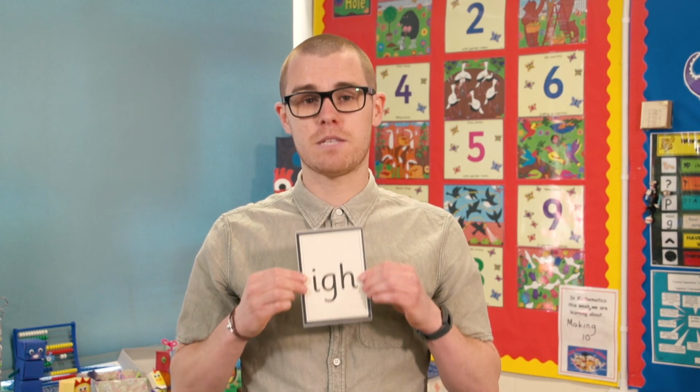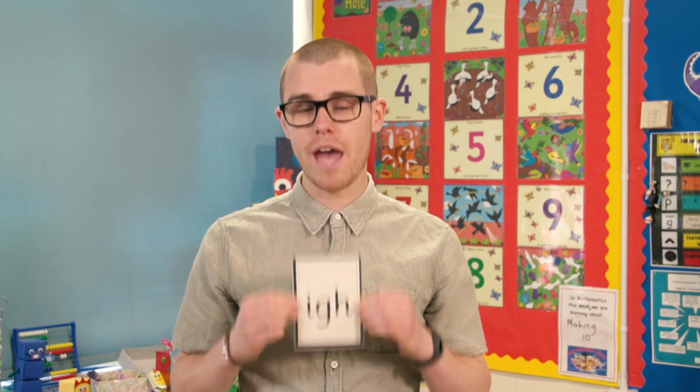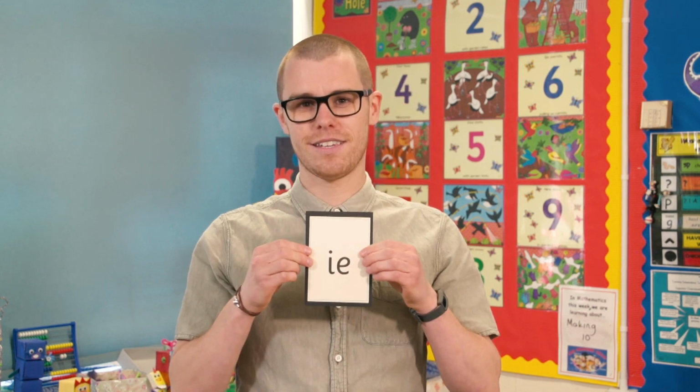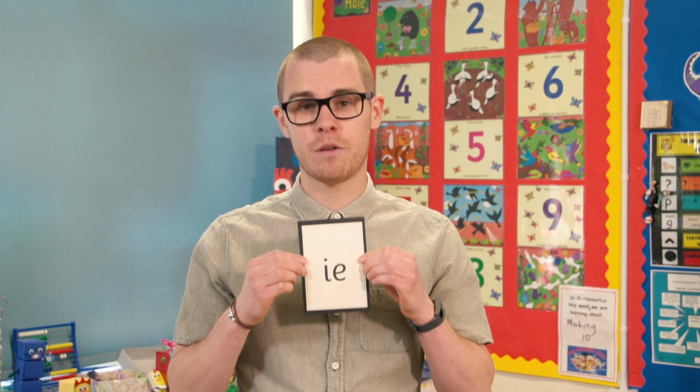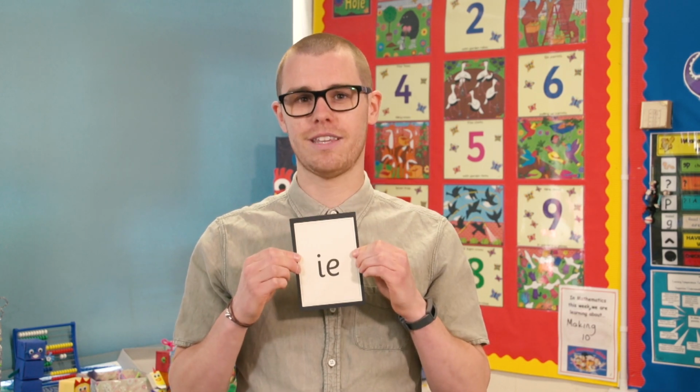We know the sound I is written like this. Three letters making one sound is a trigraph. The sound I is also written like this. Two letters making one sound is called a digraph.